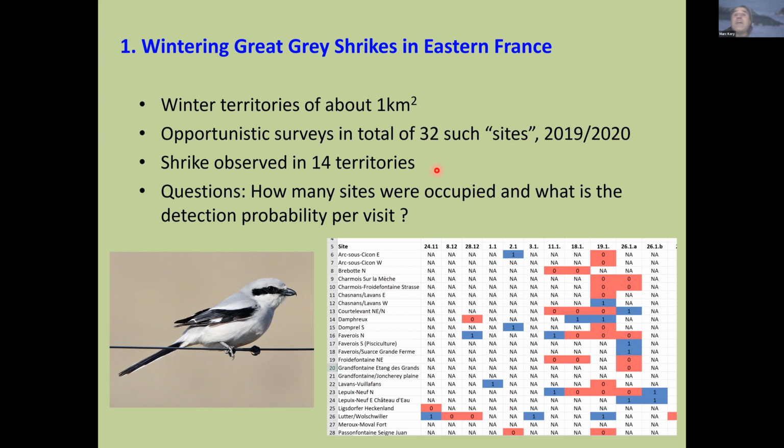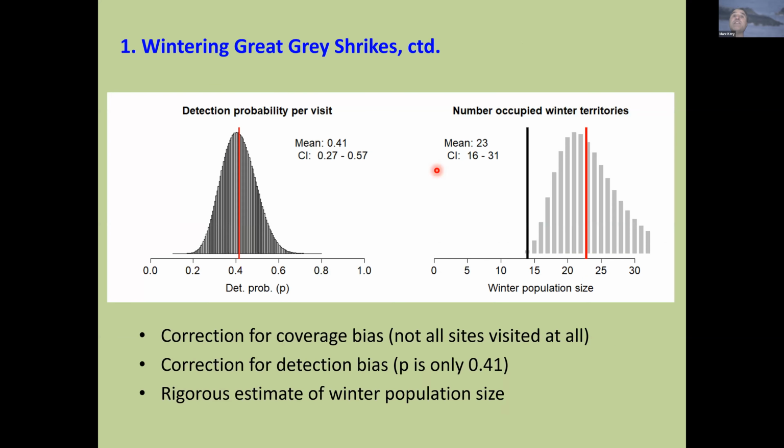I observed shrikes at least once in a total of 14 territories, and my question here is how many sites were occupied and what's the detection probability of a visit? I fitted the simplest possible site occupancy model here, where I found out the detection probability. Now, these are so-called posterior distributions, a Bayesian version of estimates; they assess my knowledge or my uncertainty about these parameters. You can just treat them like any estimates here.